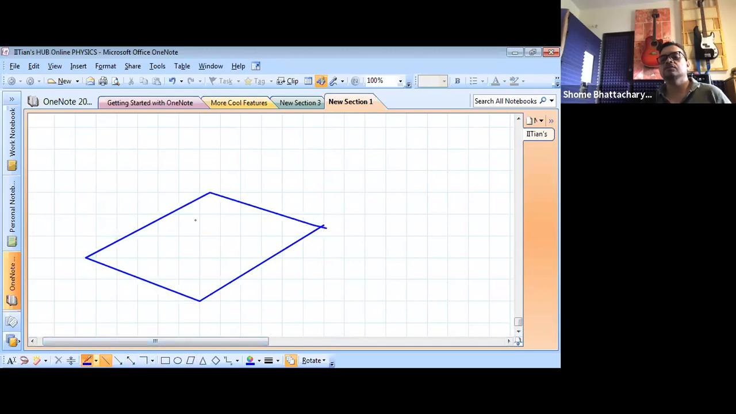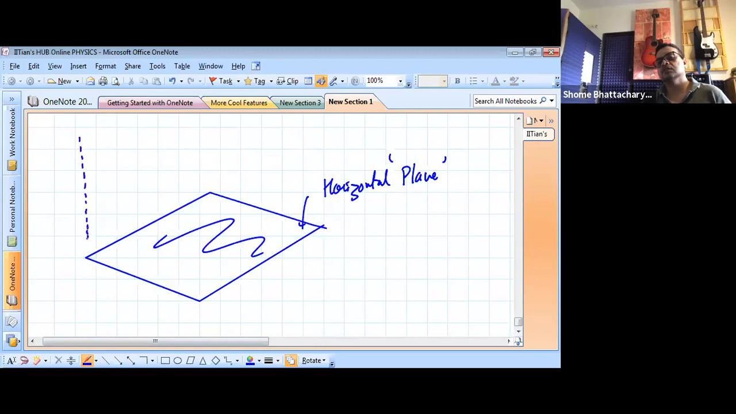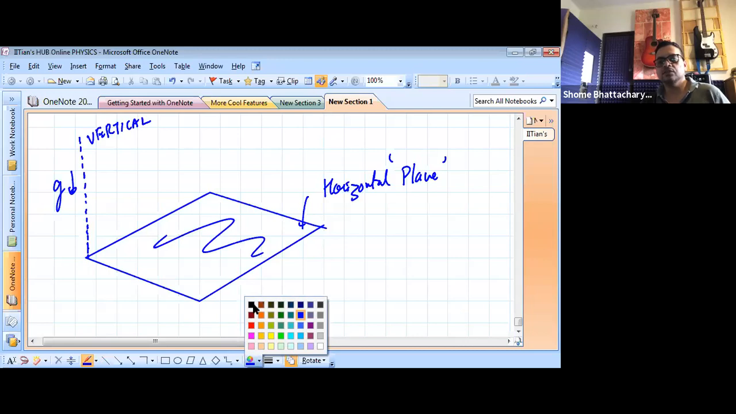Suppose this is a horizontal surface. This is a horizontal plane and perpendicular to it like this. This is the vertical direction. So gravity would be acting like this. Yeah, I'll explain. We'll go back to the language of the question and we understand.